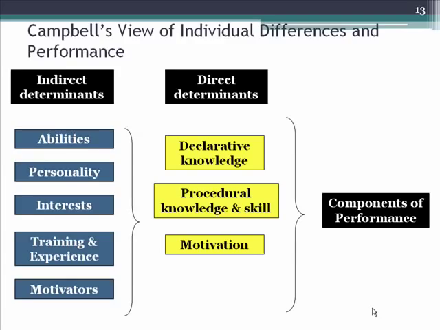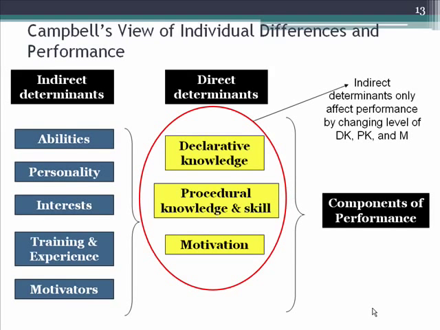Campbell also tells us that there are a number of variables that determine performance, but only indirectly through their effects on the direct determinants of declarative knowledge, procedural knowledge, and motivation. And those are all those individual differences on the left-hand side that you see there that we've been studying, except cognitive ability. They affect performance indirectly. So for example, personality, interests, and training experience all affect performance, but only again indirectly through their effects on those direct determinants in the middle.